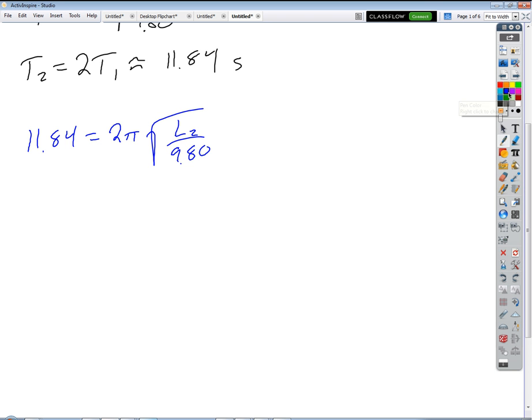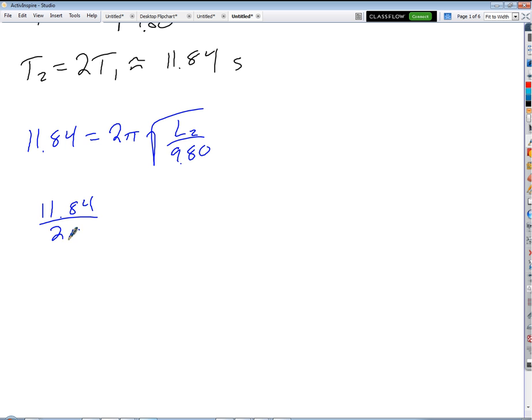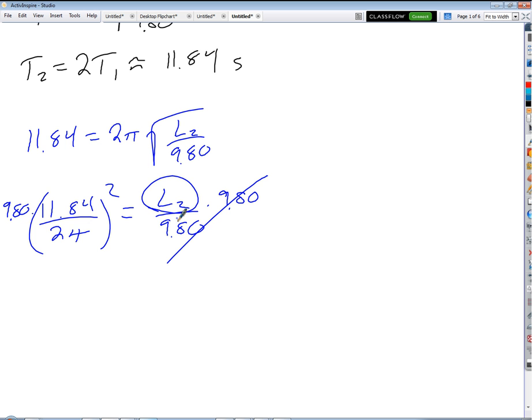So that gets rid of the 2 pi. Now what else? Square both sides. That undoes the square root. And then last step, multiply both sides by 9.8. And so that solves for L2. And that makes sense? Yeah. Okay, so what do we get?